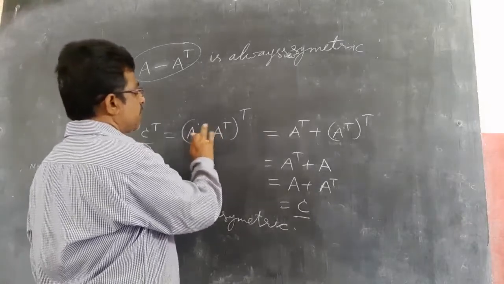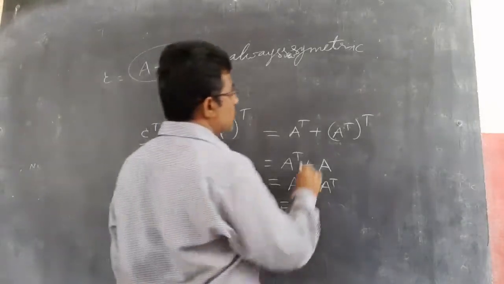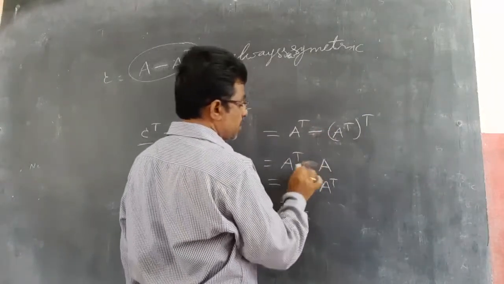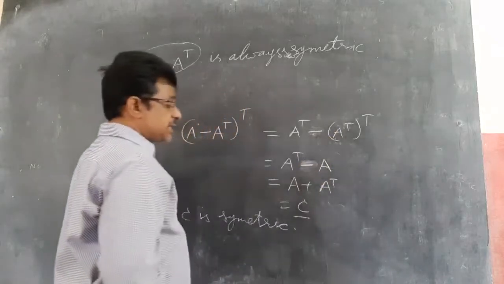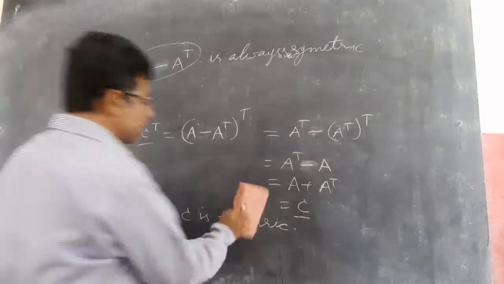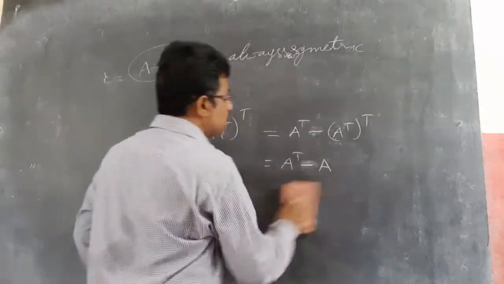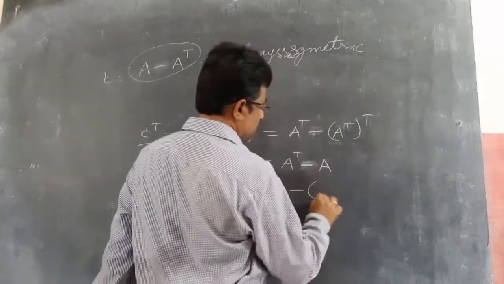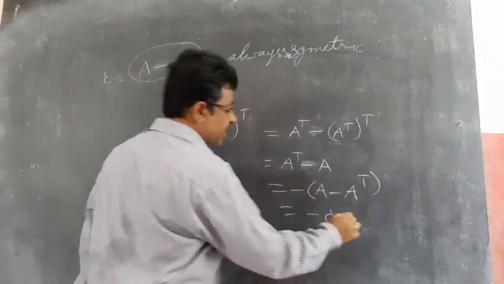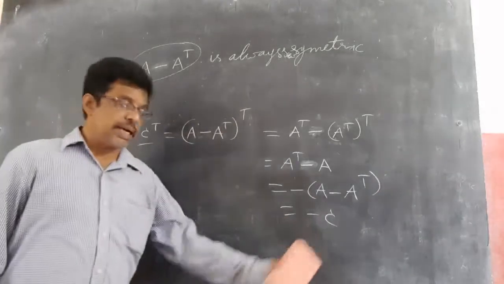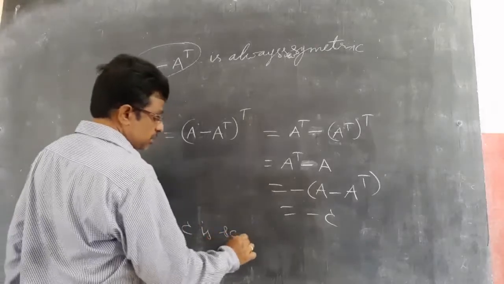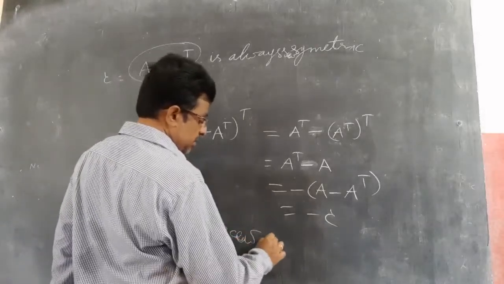C transpose I am finding means A minus A transpose whole transpose. So this is A transpose minus A transpose whole transpose, which becomes A transpose minus A. If I take minus common here, this becomes A minus A transpose. It's nothing but C itself, so minus C. So C transpose equal to minus C. Implies C is skew symmetric.